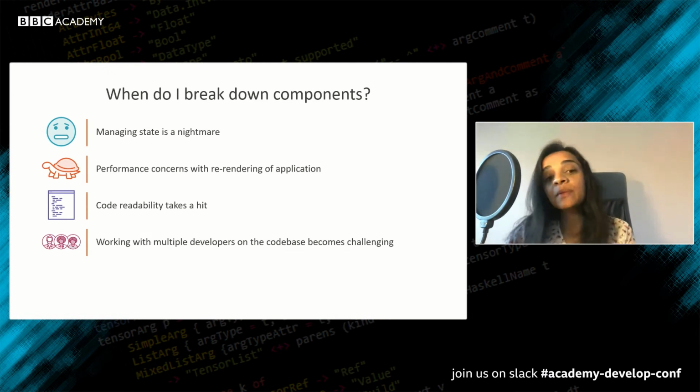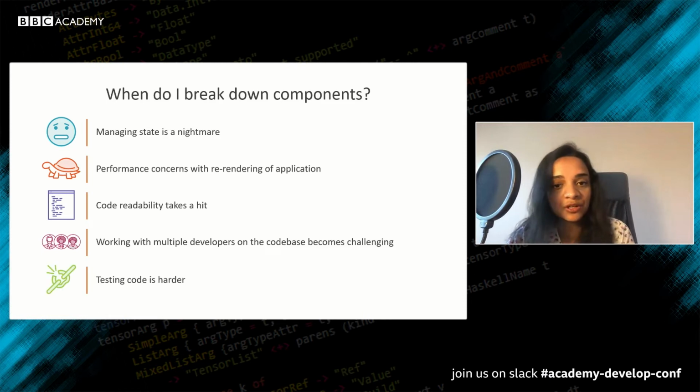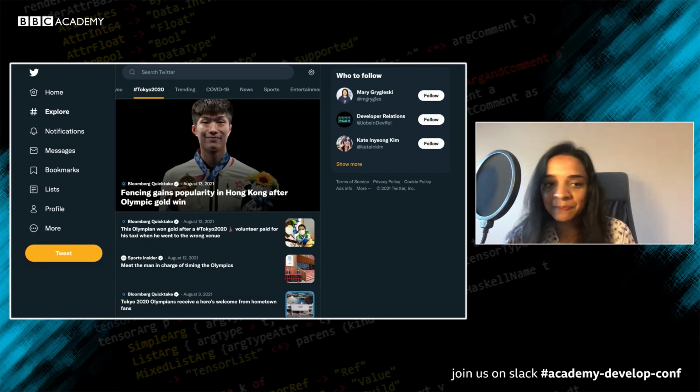And if you're working with multiple developers on a code base, if you're working through this huge component, imagine all of the git merge issues that you're going to end up with. So that is a good time to also split your components into smaller pieces. And if you're noticing that testing code is becoming an aftermath or it's harder, again, it's telling you a story that, hey, your components have to be broken down. So this is a set of simple rules I follow. When I encounter any of these, I know that I need to split my component into a smaller piece.